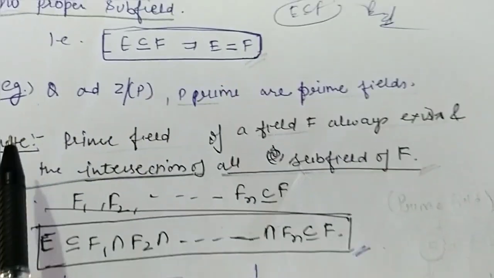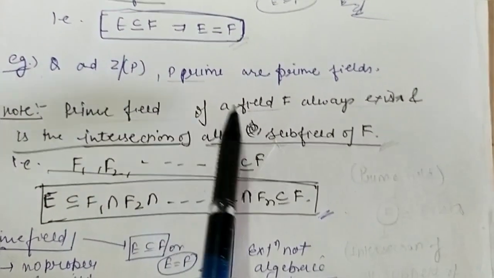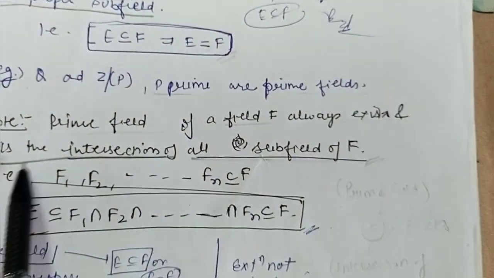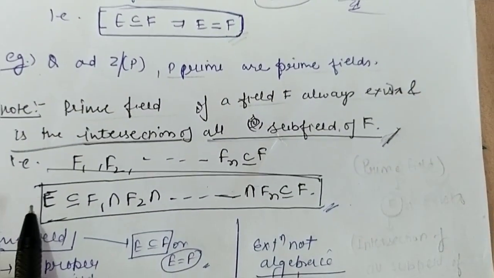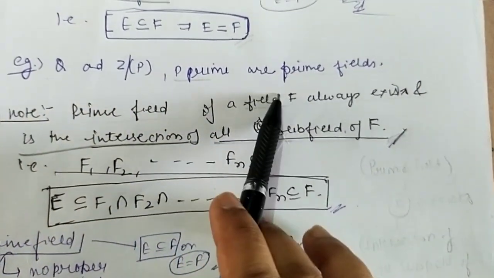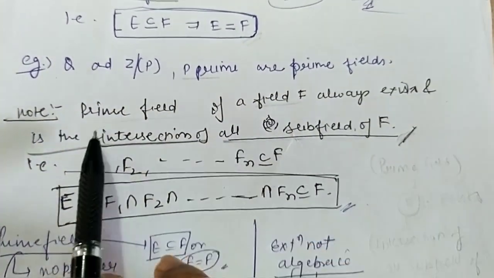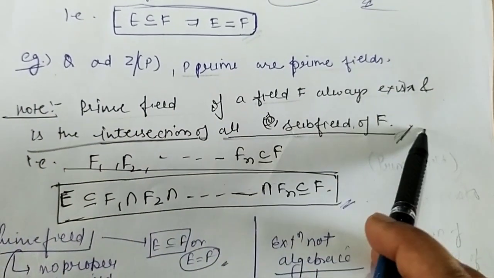There is a note here. The prime field of a field F always exists and is the intersection of all subfields of F. This is important. Okay, and it is the intersection of all the subfields of F.